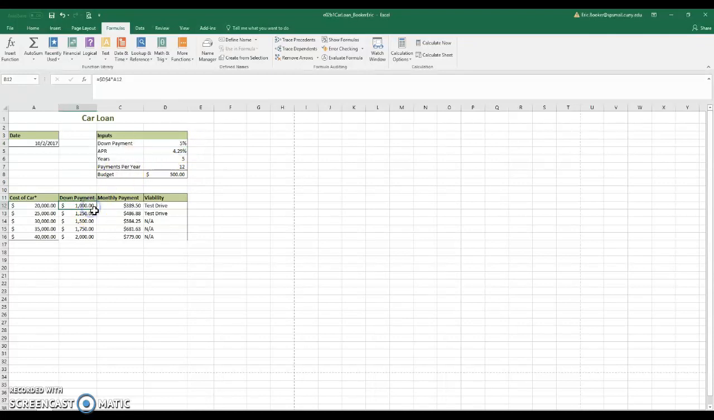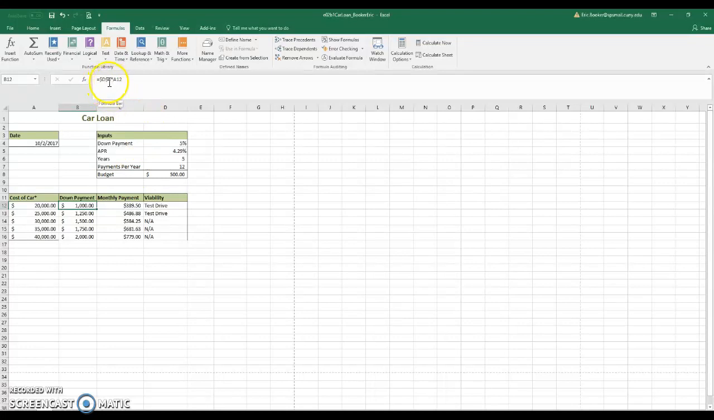So we had to determine a formula that will give us the down payment based upon 5%. And as you can see here, I have D4 times A12. D4 is the down payment rate here, and A12 would be the cost of the car. When you multiply the two, it gives you $1,000. So that was our down payment.